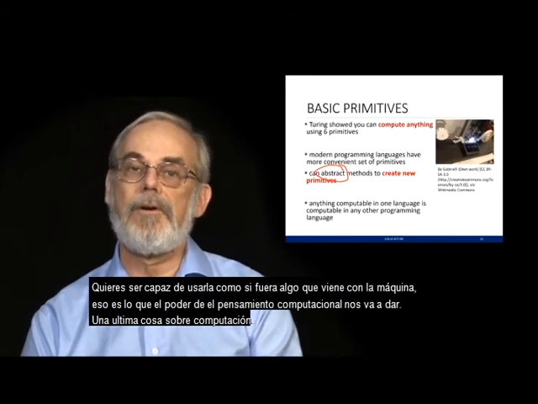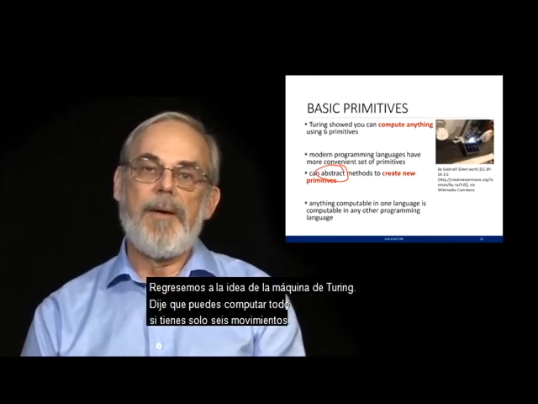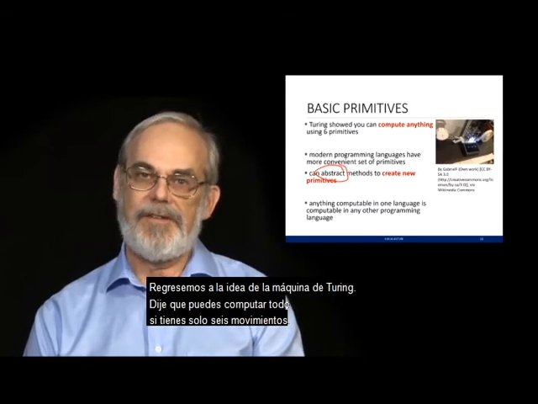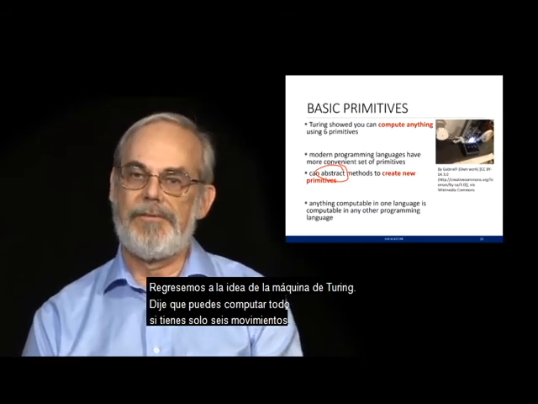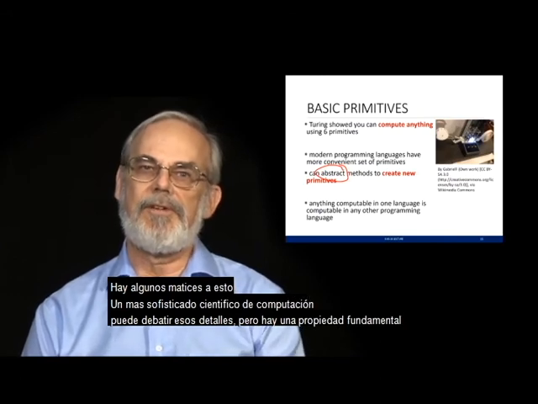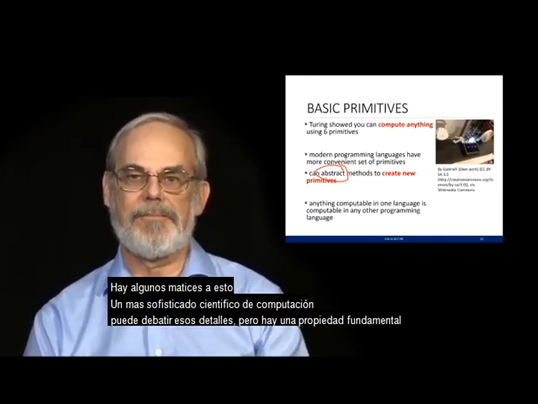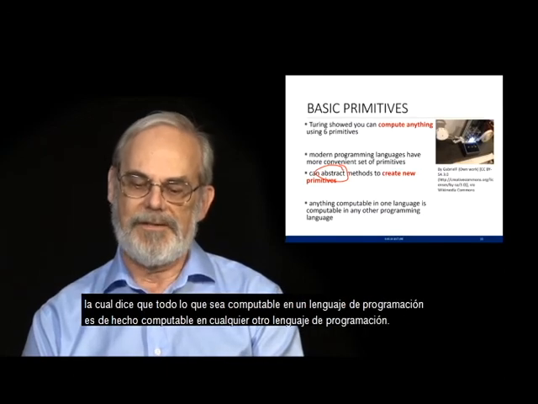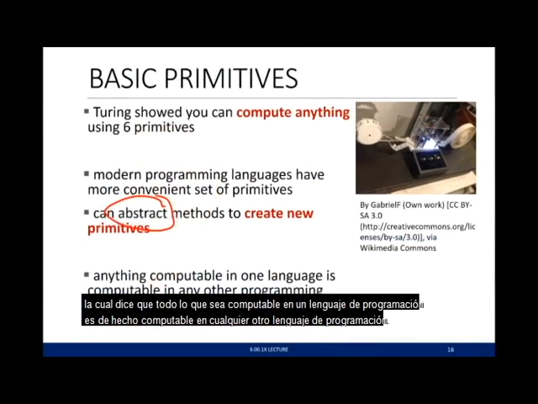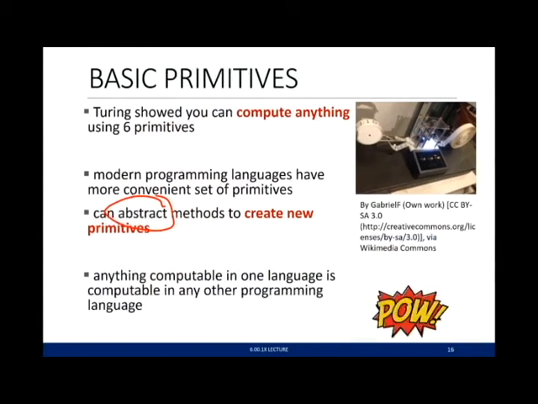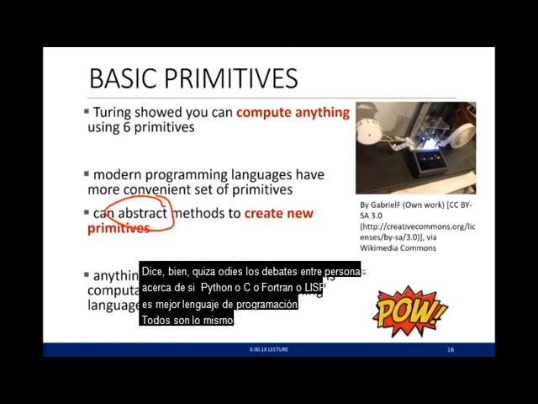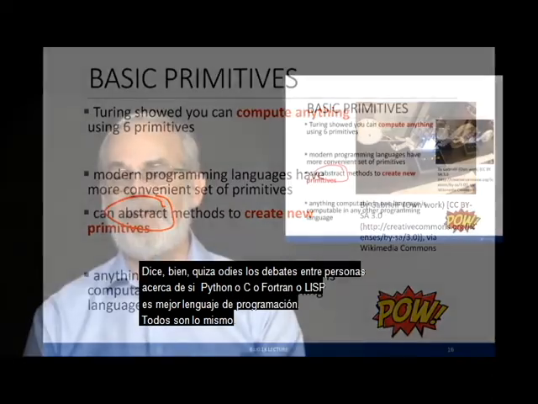One last thing about computation. Let's go back to that Turing machine idea. I said you could compute anything if you just had those 6 moves. There are some nuances to this. A more sophisticated computer scientist could debate some of those details. But there's a fundamental property which says anything that's computable in one programming language is in fact computable in any other programming language. Wow. That's amazing. While you may get heated debates between people about whether Python or C or Fortran or Lisp is the best computer programming language, they're all the same.